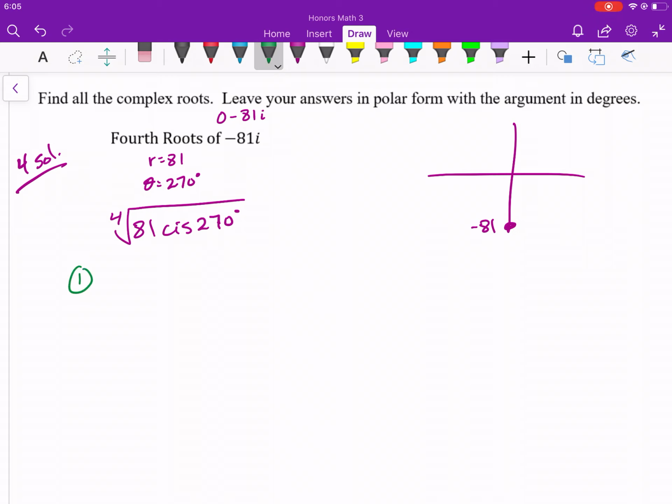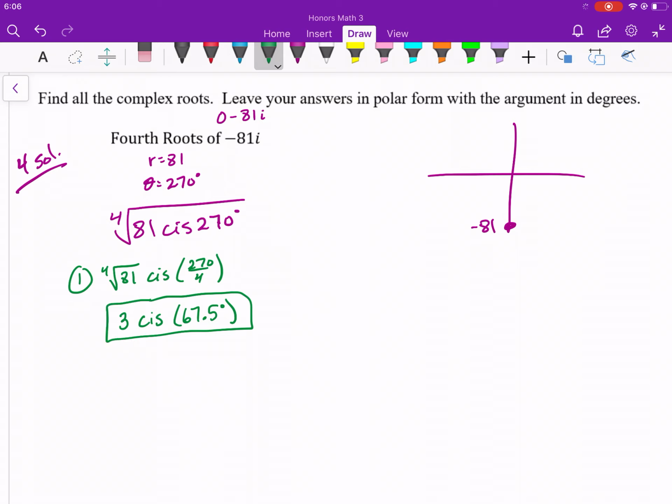So let's go to solution number 1. Solution number 1, you'll take the 4th root of 81, and then you're going to take 270 degrees and divide it by 4, which I think is like 67.5, yes. So 4th root of 81 is 3, and then this is 67.5 degrees. So there is solution number 1.